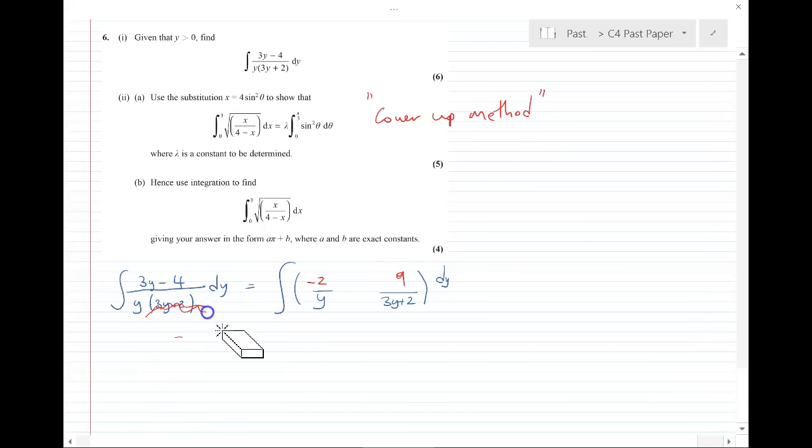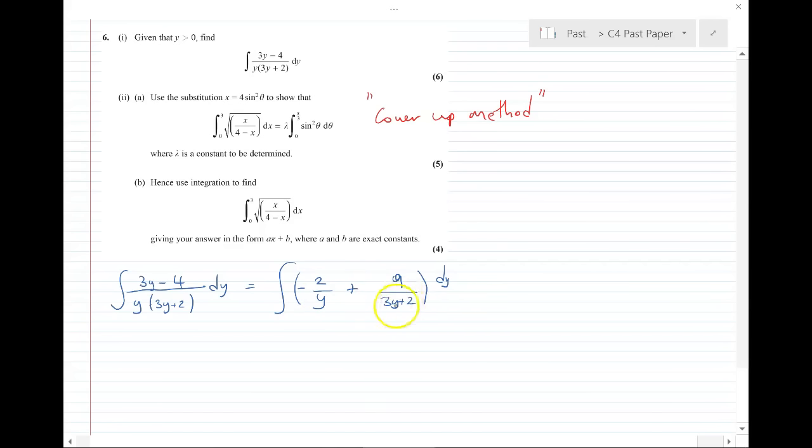Okay, so that was using the cover-up method. Obviously, if I was doing it, it would have been done by now. Let's change the colour back to blue. Okay, some of you may have found that useful, some not.